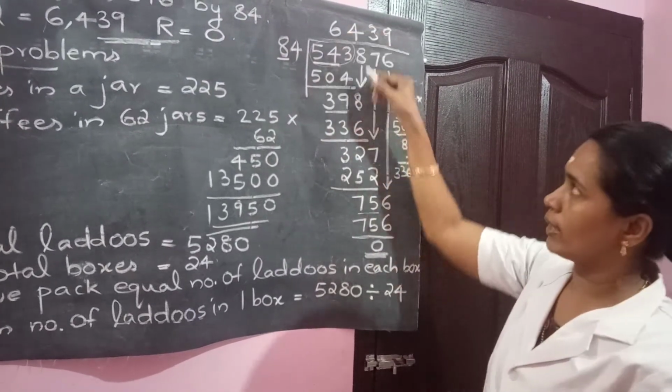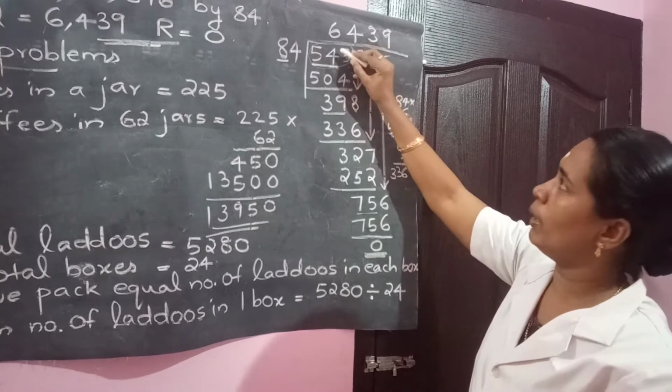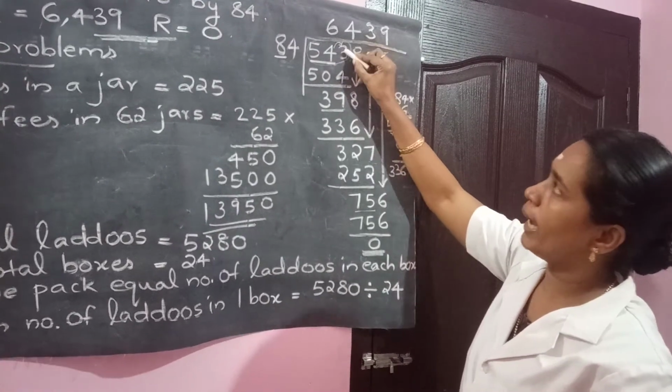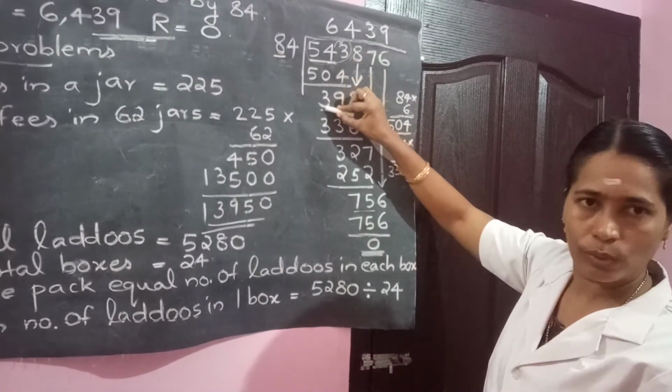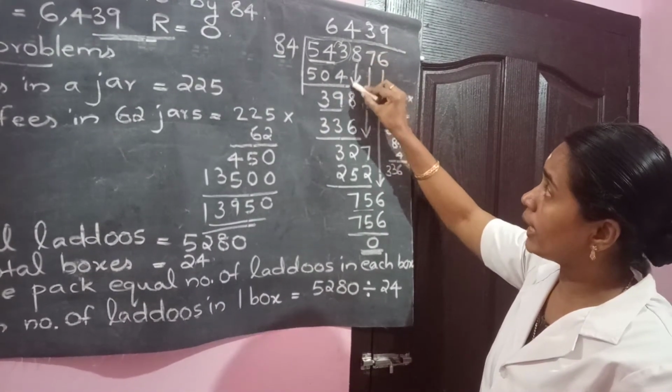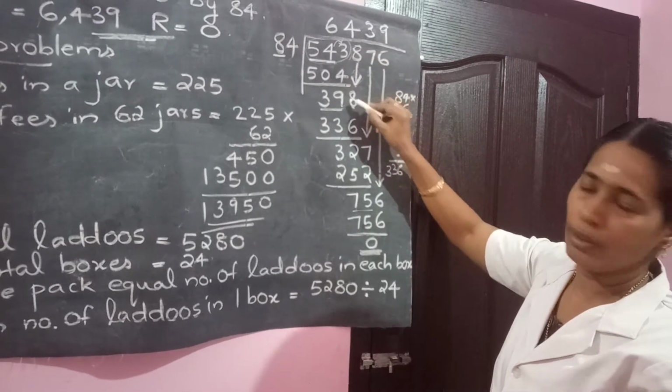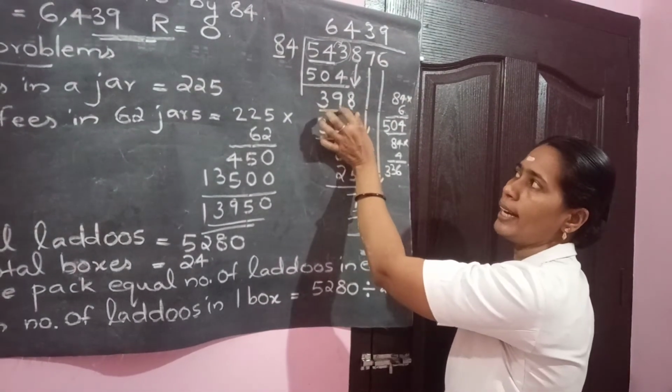Then you subtract. 3 minus 4 not possible. Borrow 1 from here. So we have 13 minus 4 is 9. And 3 minus 0 is 3. Then you bring down only the next digit, that is 8. Now the number becomes 398.